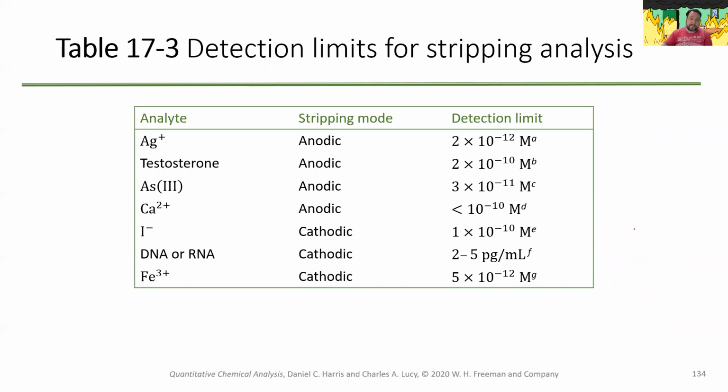So you can strip out silver down to 10 to the minus 12 molar. You can do a hormone and do that at 10 to the minus 10. So you're looking at a very, very sensitive technique that works at very, very low concentrations.